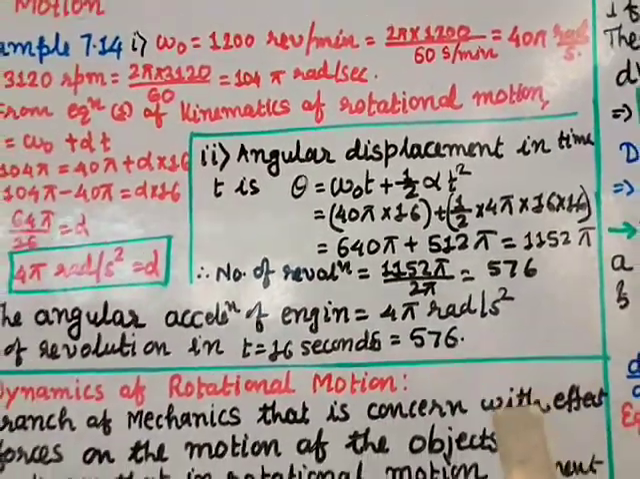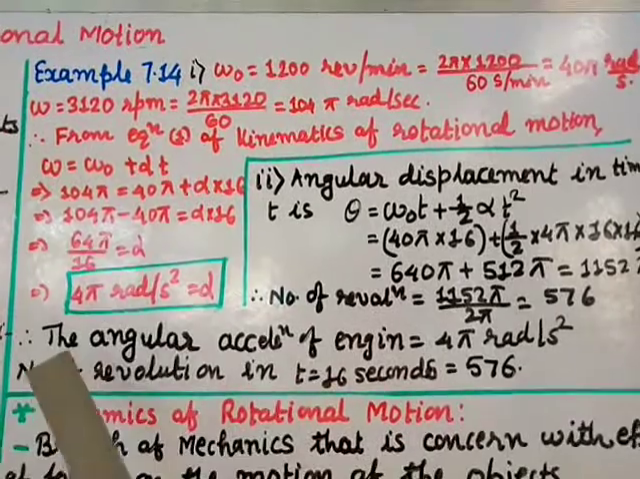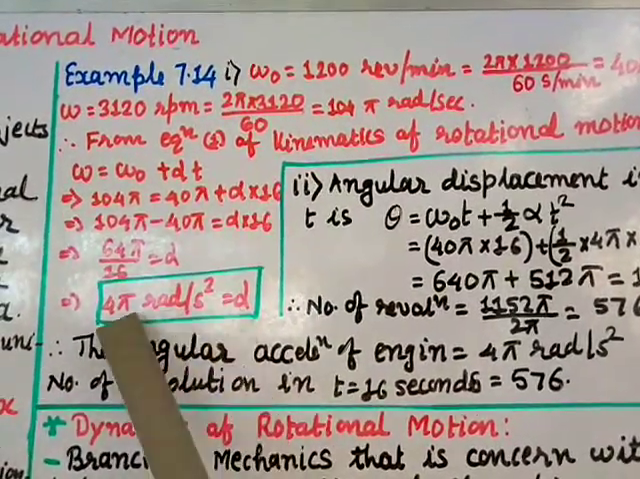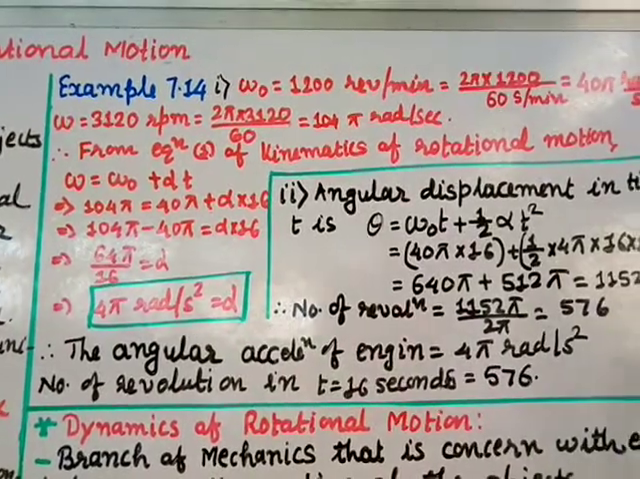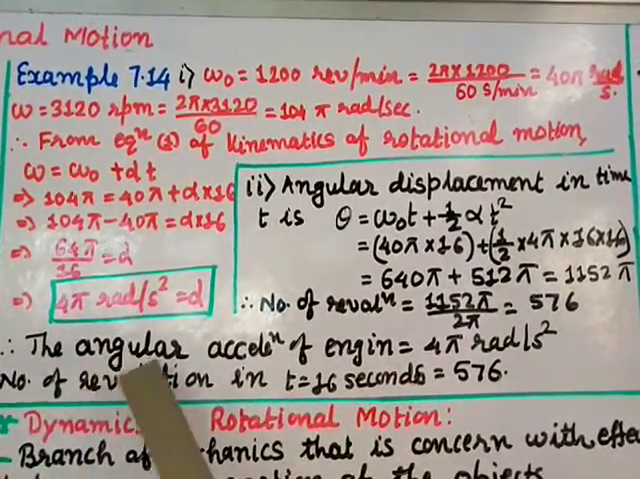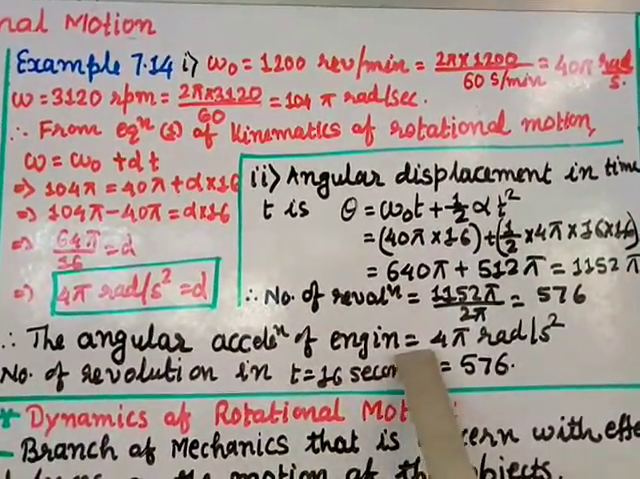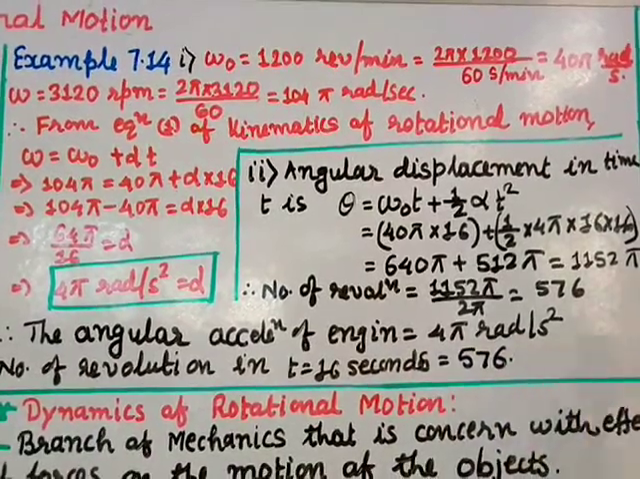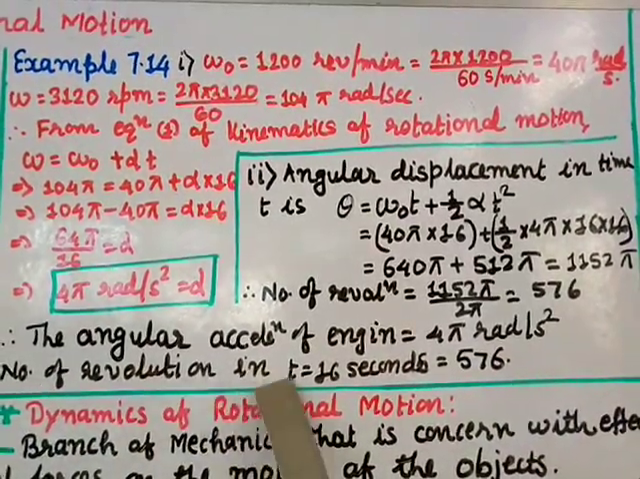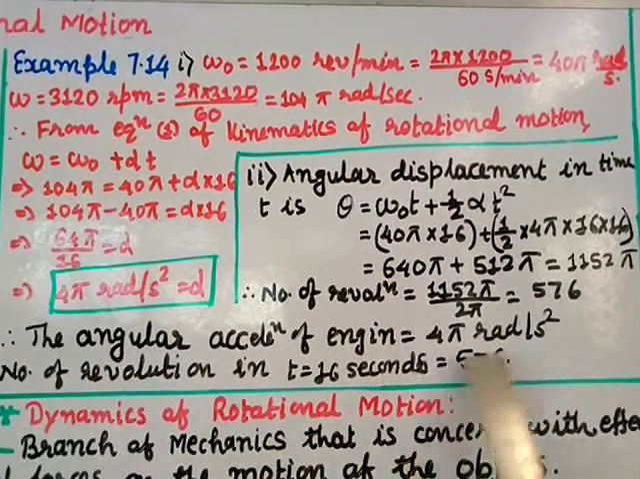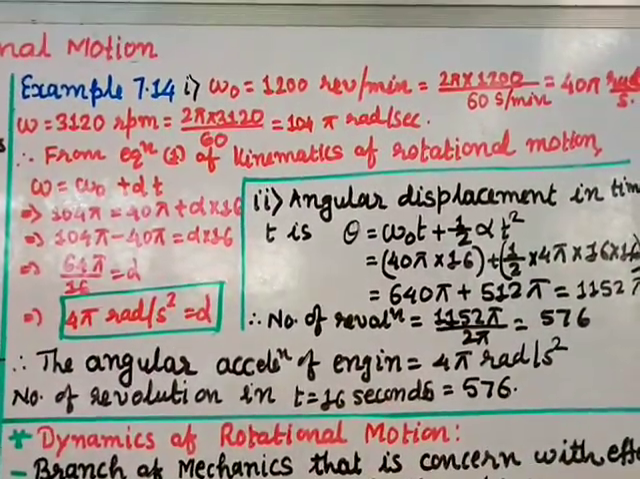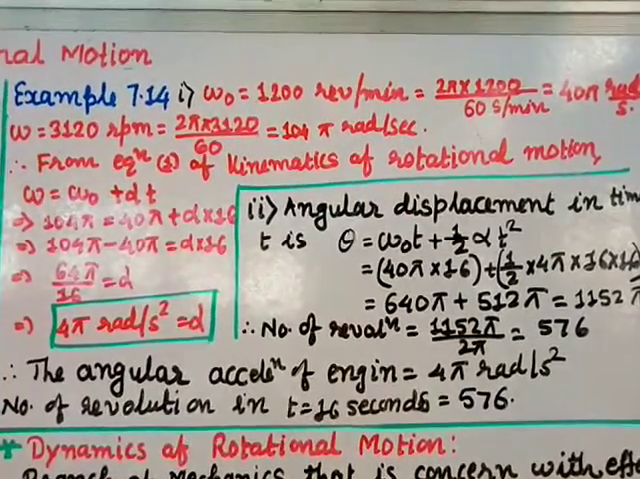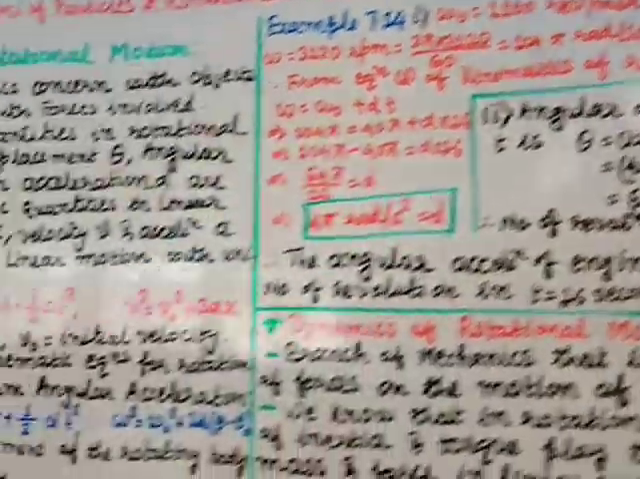So we have found the answers: the angular acceleration is 4 pi and the number of revolutions is 576. So in conclusion, the angular acceleration of the engine equals 4 pi radian per second square, and the number of revolutions in time t equal to 16 seconds is 576. So that is the solution for example 7.14. We'll keep this much for today. Thank you very much.